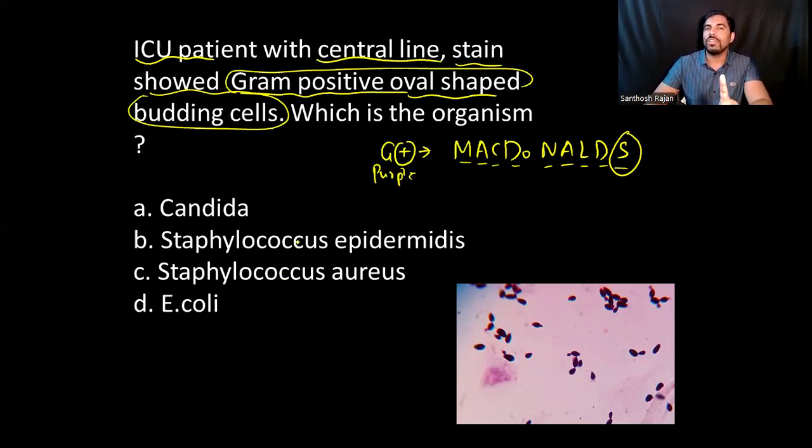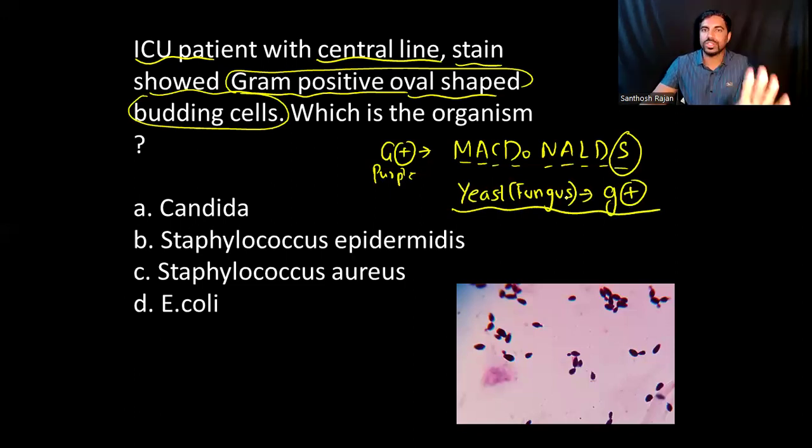But one thing we always forget is that most of the yeasts, Candida, I'm talking about fungus, all the fungi, are gram-positive only. Hardly do you see any gram-negative fungus. Mostly they are gram-positive only. Whenever you're talking about a budding yeast cell, whether it is Cryptococcus or Candida or anything, it will be gram-positive only.